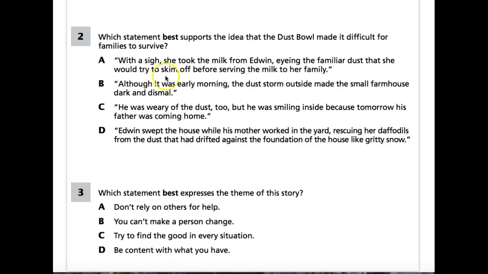All right, so you're looking for the sentence that best supports that the Dust Bowl made it difficult for families to survive. Okay, so think about that. In order to survive, they need to be able to eat and drink. And when he went out to milk the cow and came back in, what did Mom have to do because there was something on the milk? I gave you a big hint there on that one.